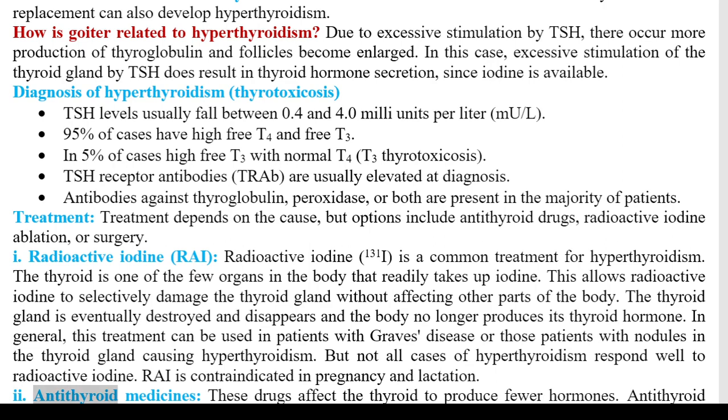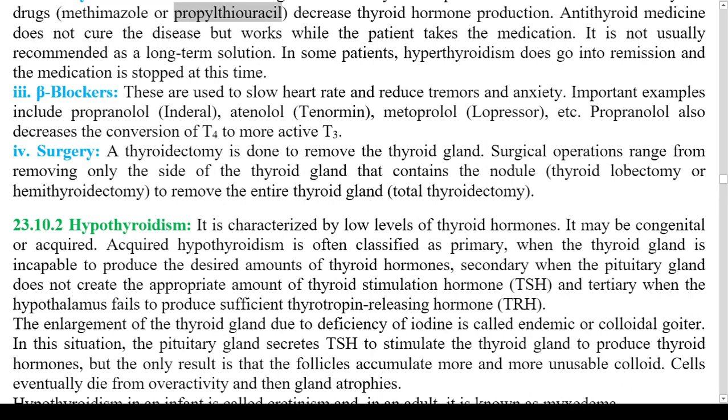2. Antithyroid medicines. These drugs affect the thyroid to produce fewer hormones. Antithyroid drugs, methimazole or propylthiouracil, decrease thyroid hormone production. Antithyroid medicine does not cure the disease but works while the patient takes the medication. It is not usually recommended as a long-term solution. In some patients, hyperthyroidism does go into remission and the medication is stopped at this time.